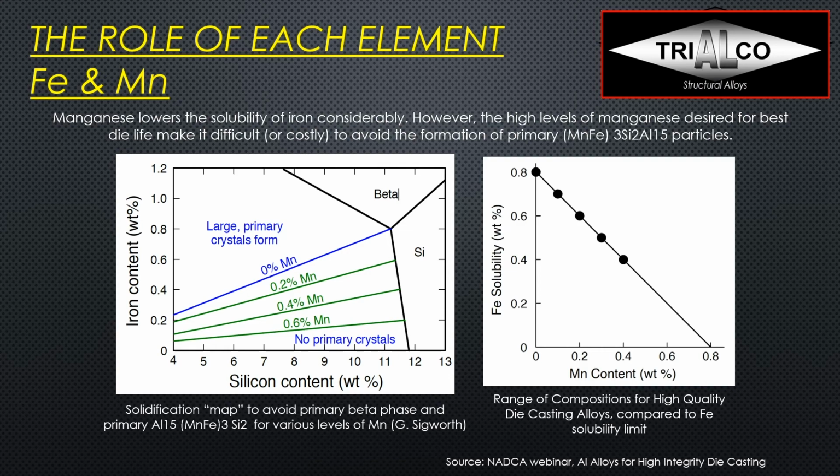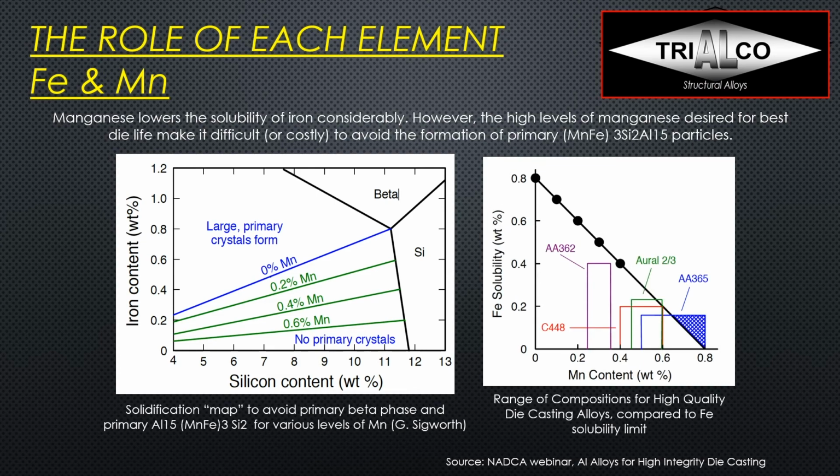So if we plot that iron solubility against the manganese content, we can see it here on the right side, and pretty much all the typical structural die casting alloys are just below this curve. So we want to be relatively close to it. We want to have enough manganese to beat die soldering and not get into die sticking issues. We do not want to get much beyond it to get sludge formation, and we want to avoid the formation of these large primary crystals.